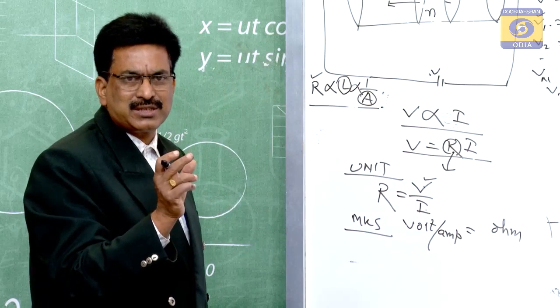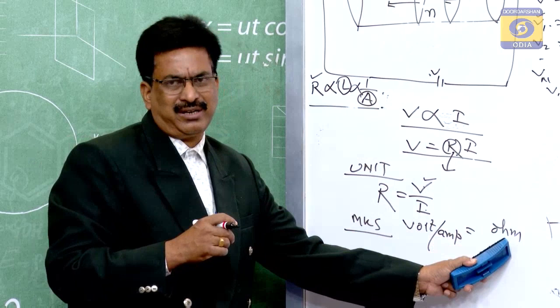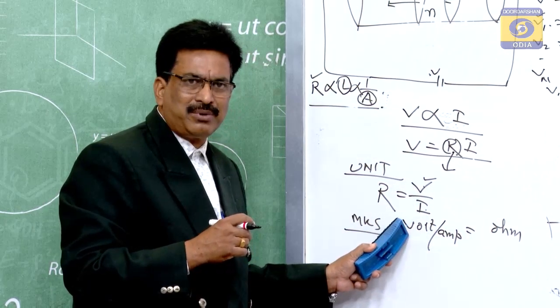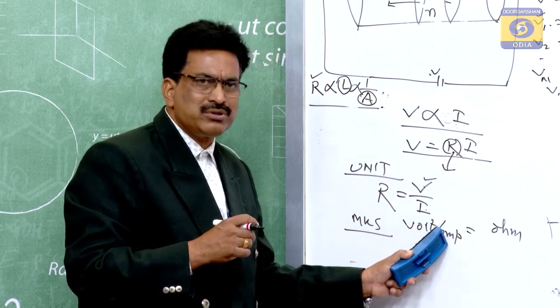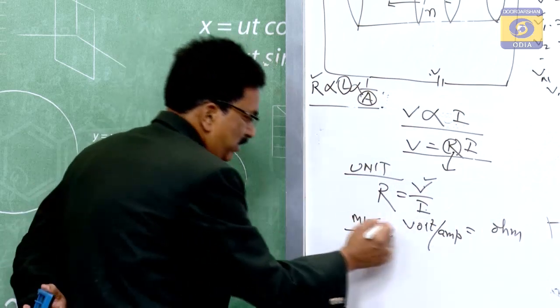So this is its expression, but how will you define it? The resistance of a conductor is said to be 1 ohm when a potential difference of 1 volt produces a current of 1 ampere. This is for the MKS case.